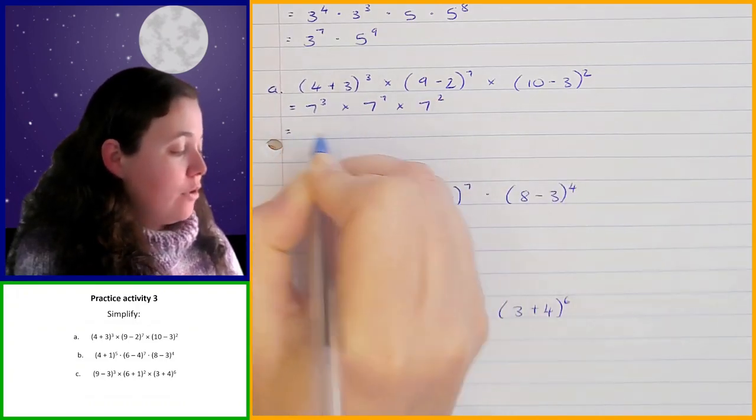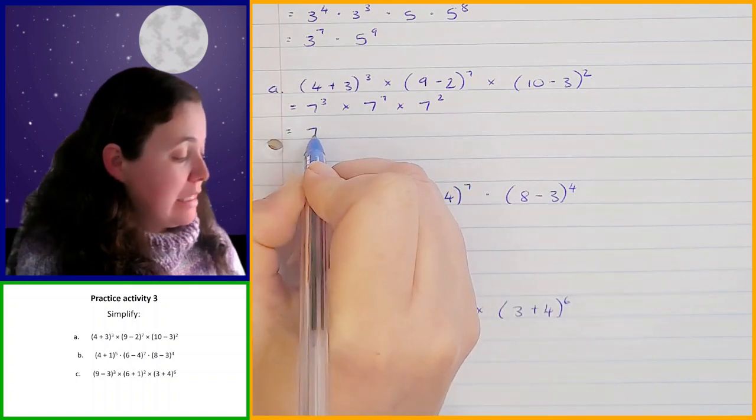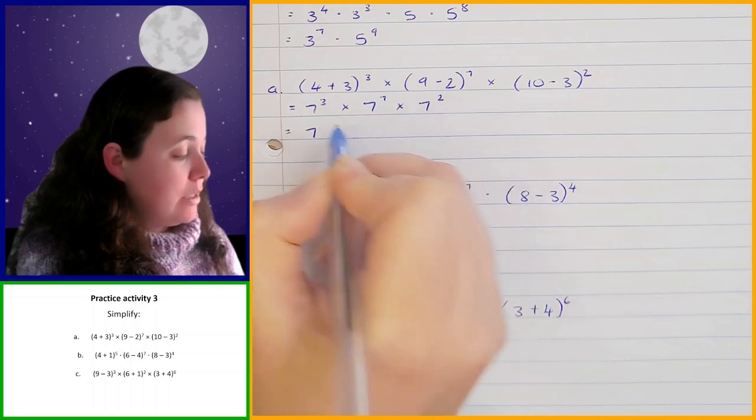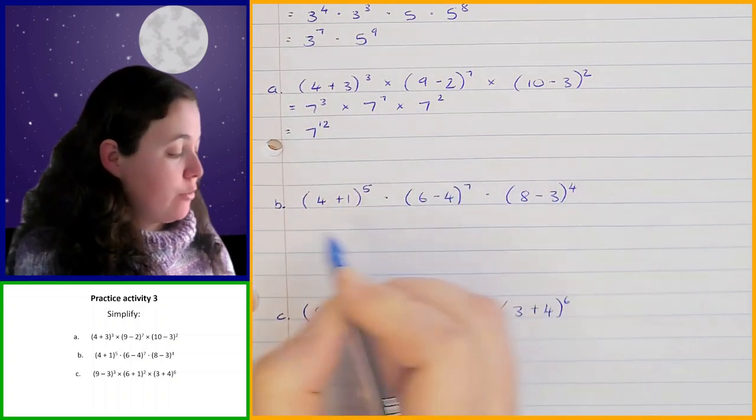So now I have all 3 that have the same base, so I can just keep the base the same and add the exponent. So I have 3 plus 7 is 10 plus 2 is 12. So you should have got 7 to the power of 12 for that example.